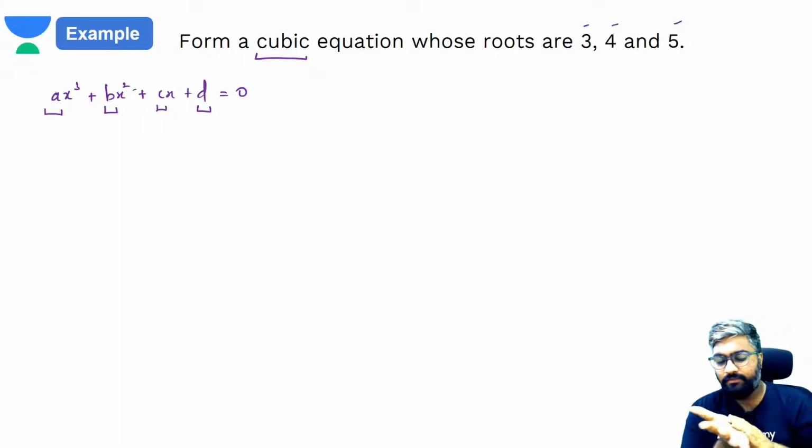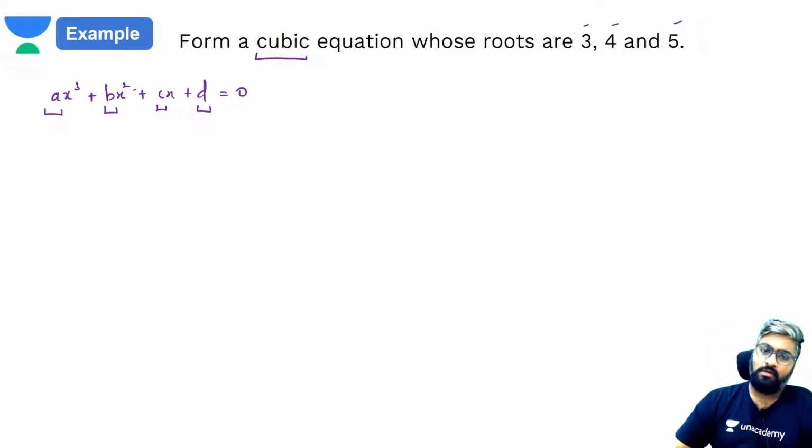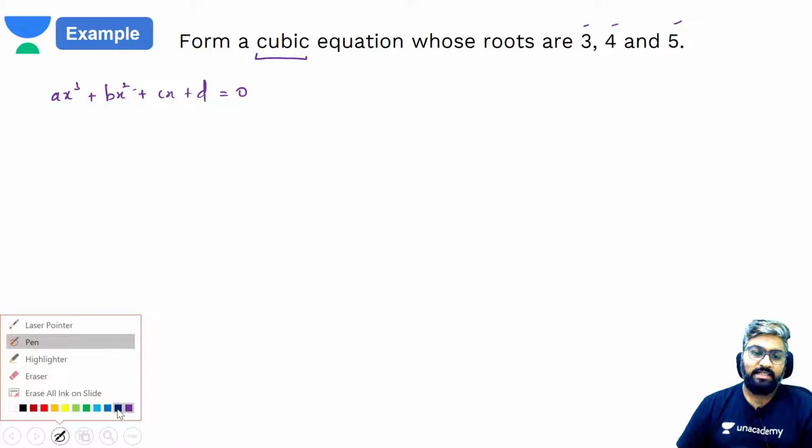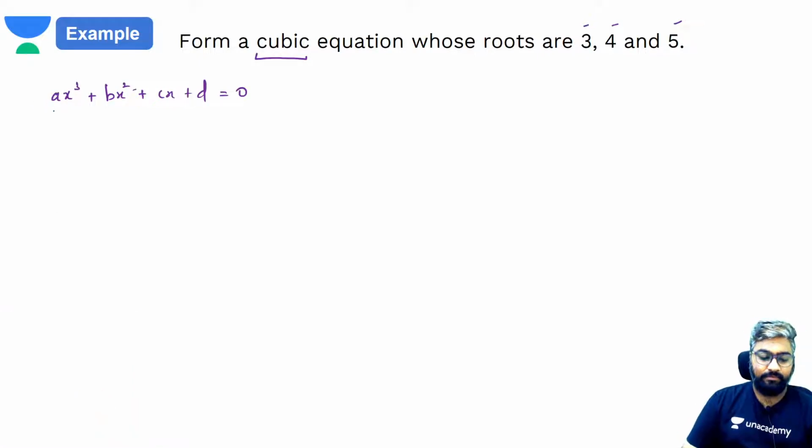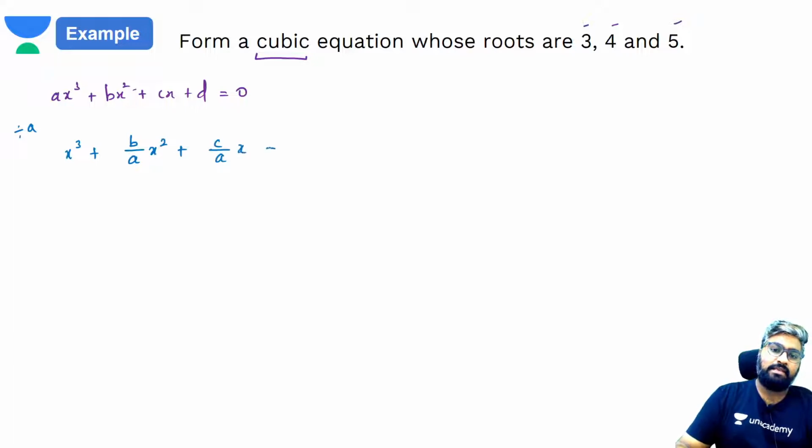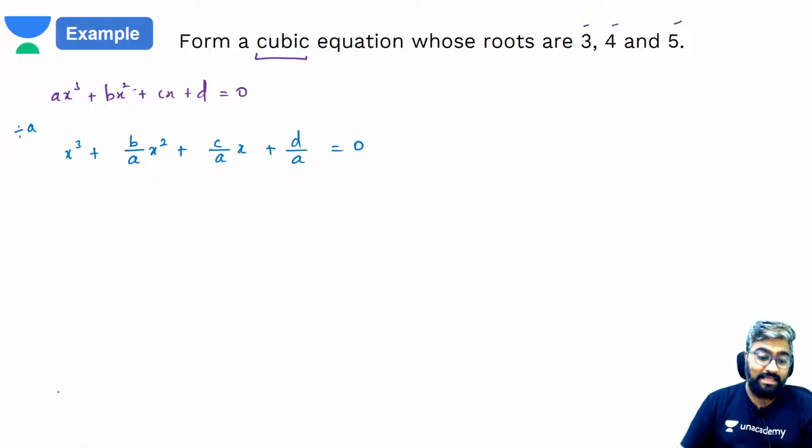Yes, guys. Anyone? So what will we do here? First step, always divide by a. Once you do that, you will have x cube plus b by a x square plus c by a x plus d by a equal to 0. What will be the next step? Assign the signs. This will always be positive. So positive, negative, positive, negative.